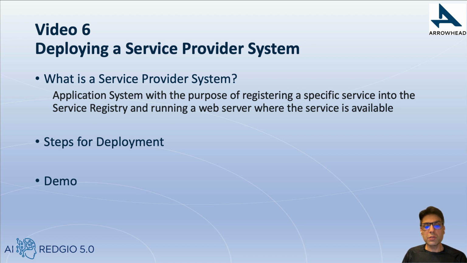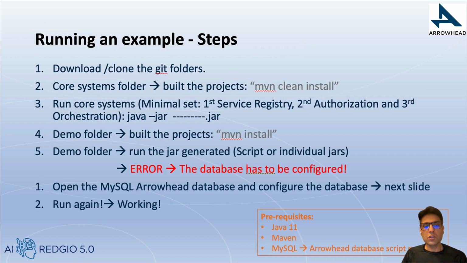I will guide you through the steps required to set up a service provider system in Arrowhead Local Cloud. So before deploying a service provider system, we need to download and clone the Git folders for Service Registry, Authorization, and Orchestration core systems, as we discussed earlier in the previous videos. These are the core systems which we need to run an Arrowhead-based local cloud.